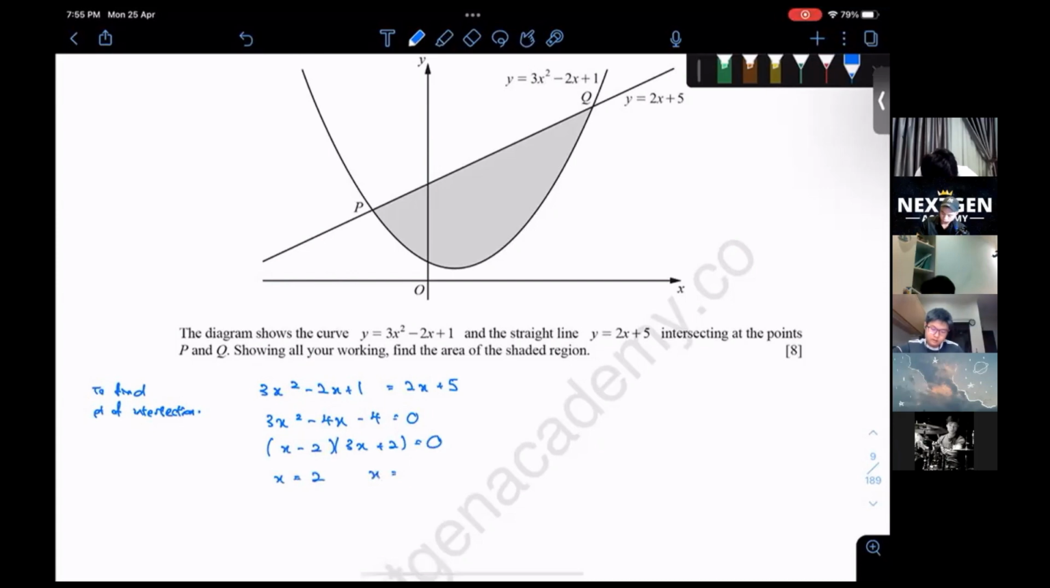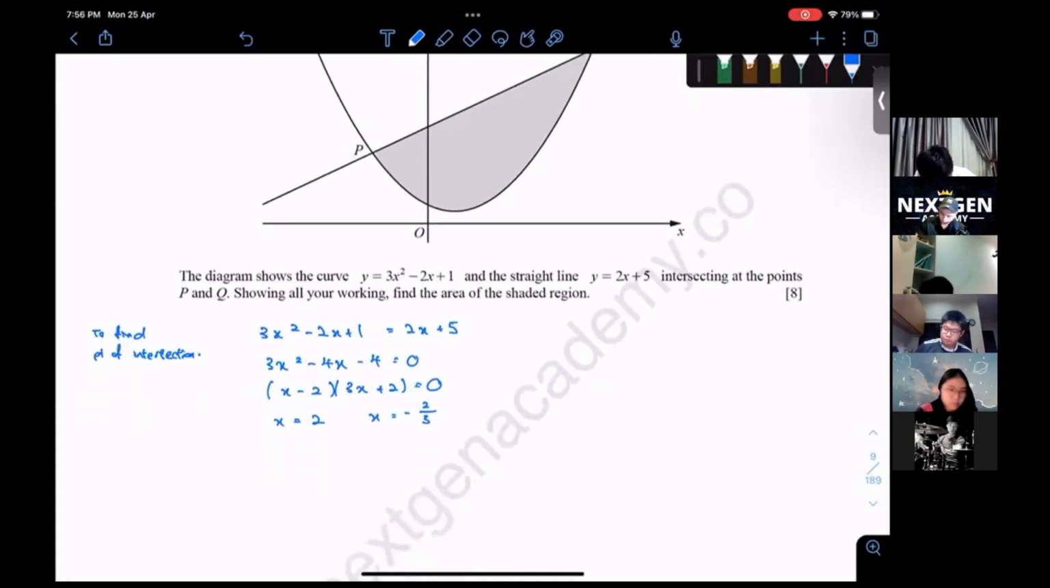Then sub x equals 2 into 2x plus 5, then we'll get y equals 9. I just write out the y value. So y equals 9. Okay. The other one? Equals 11 over 3. 11 over 3. Okay, so what can we make sense of this, 2, 9 and negative 2 over 3, 11 over 3?